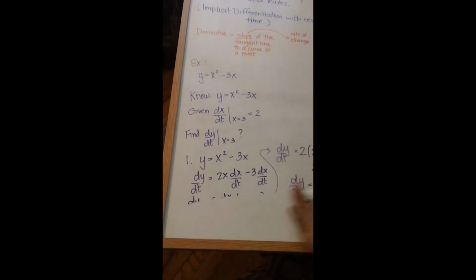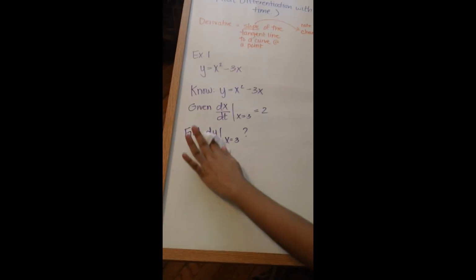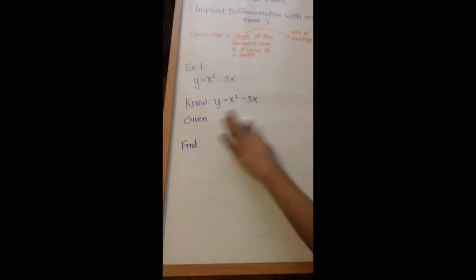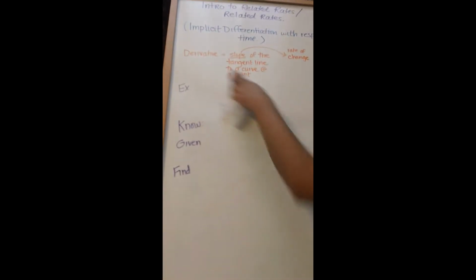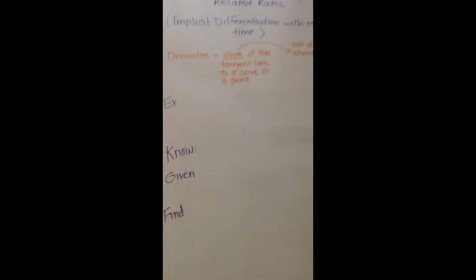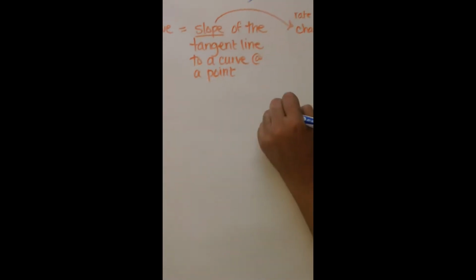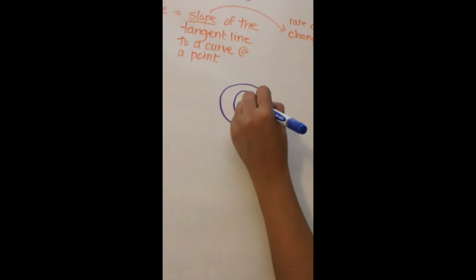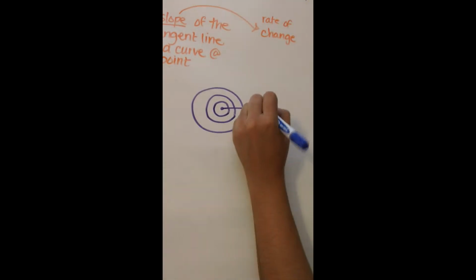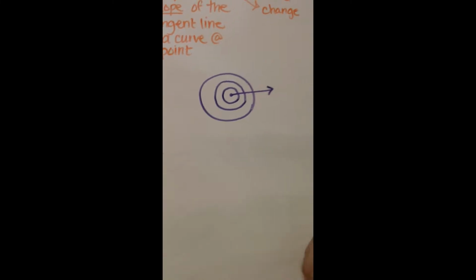So let me erase example 1. What will not change are the labels of what's given, what we know, and what we're trying to find. For this one, we can even set up a picture for it. So example 2, we dropped a pebble into a pond, and the ripples are creating concentric circles. So when the radius is 4 feet, at what rate is the total area of the disturbed water changing?